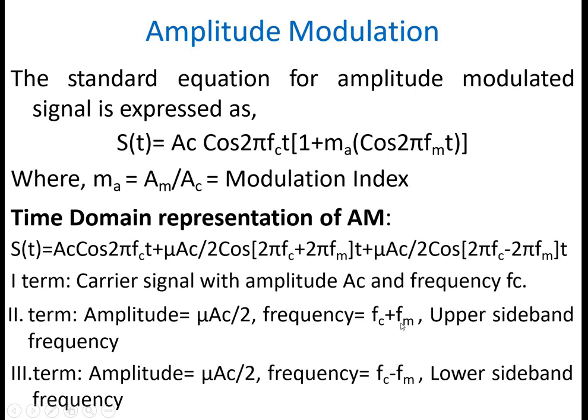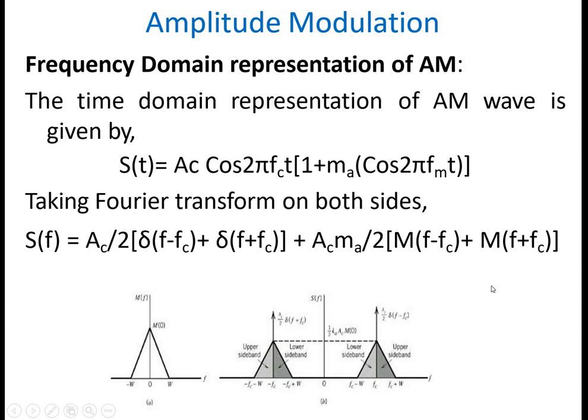The upper sideband is represented by Fc plus Fm, the lower sideband is represented by Fc minus Fm, and the carrier is represented by only Fc. This is the amplitude modulated signal represented in the frequency domain. Previously, as I told you, it was in the time domain, and here it is in terms of the frequency domain. The time domain representation of the AM wave is given by S of t equal to AC cos 2 pi fct times (1 plus MA cos 2 pi fmt).